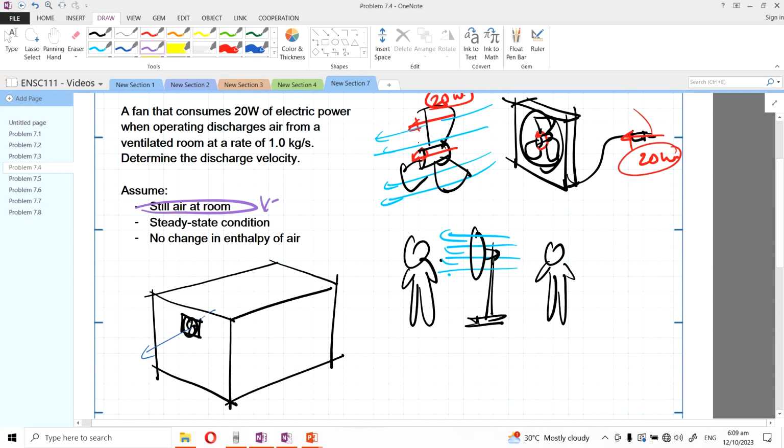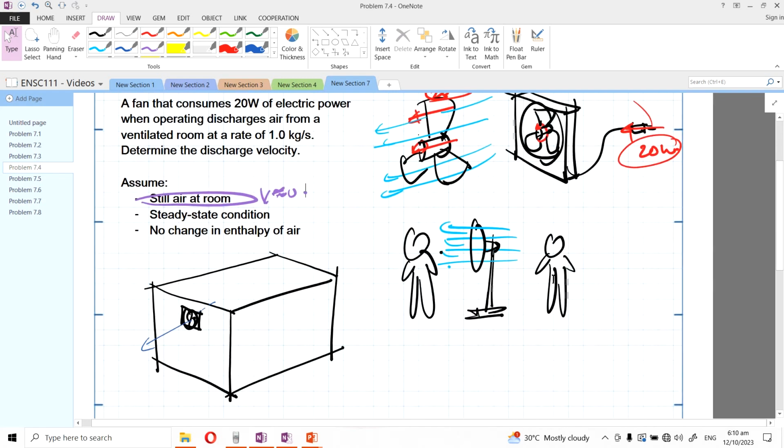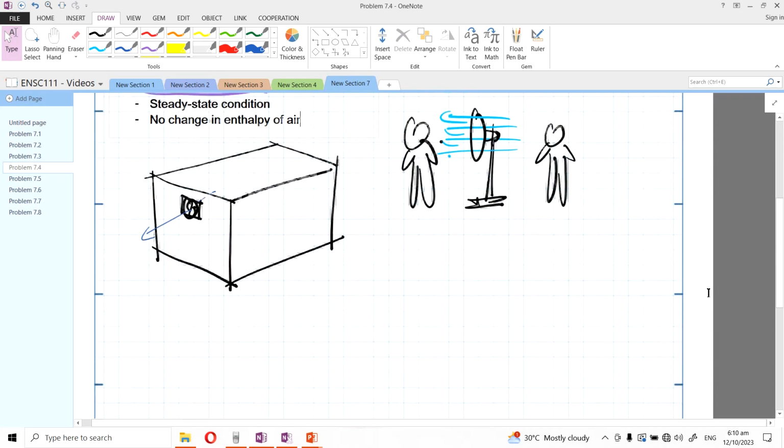So that means that the velocity is equal to 0, or approximately equal to 0, unless we have information about it. But since there's no information, we can just safely assume that it's equal to 0. Okay, what else? The kinetic energy.